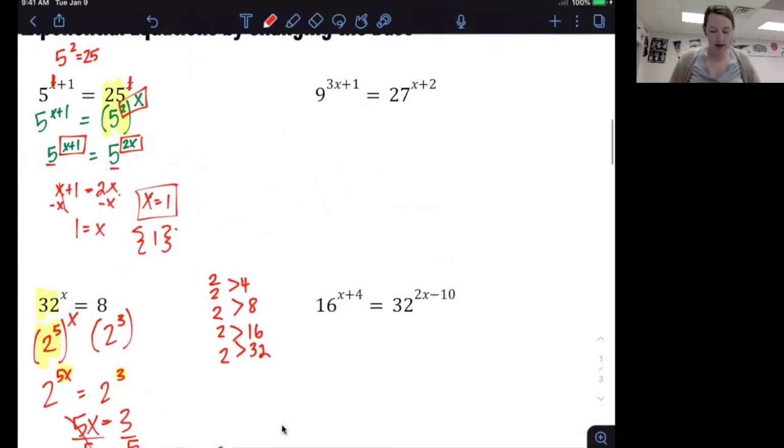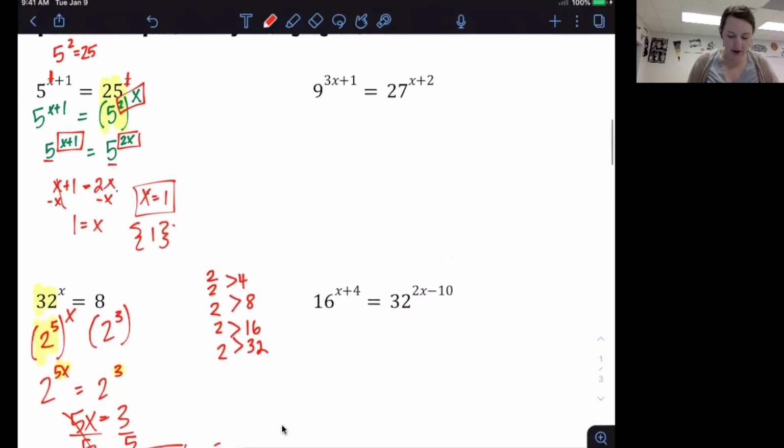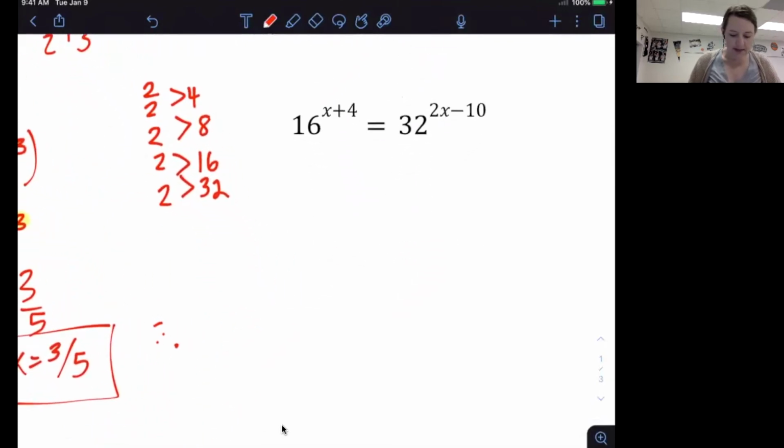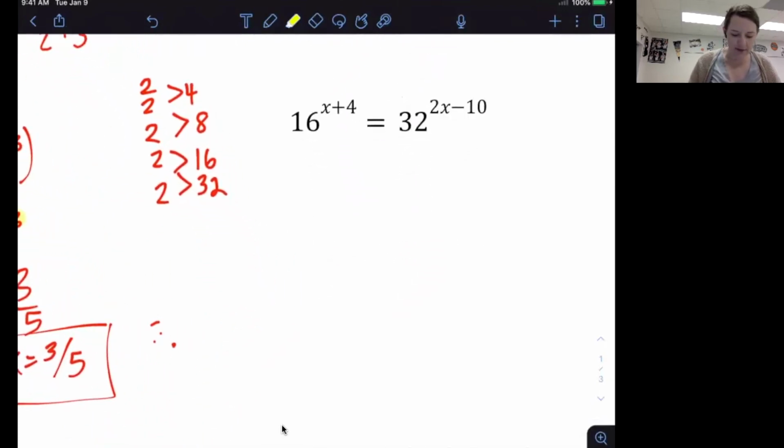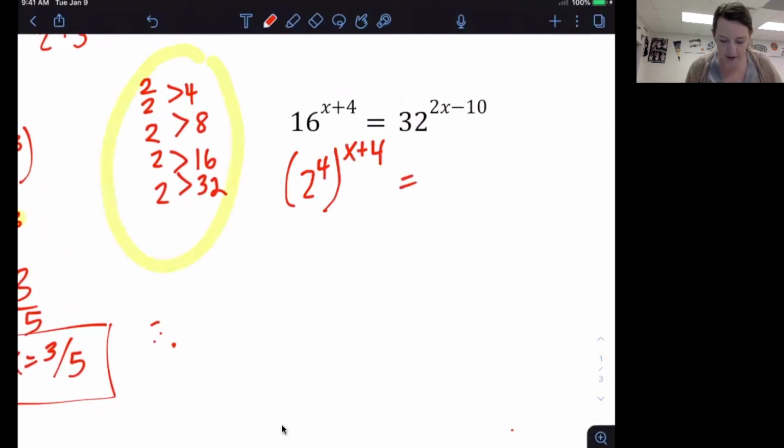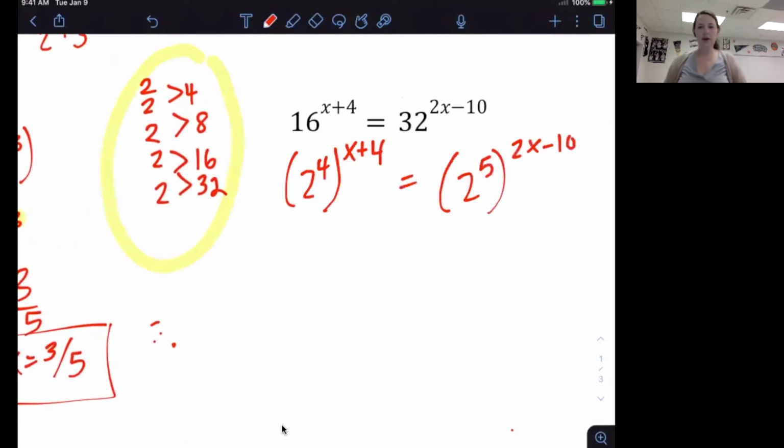Okay, let's try one more. Oh, this one's going to be easy because we already have our list of numbers right here. So I can write 16 as 2 to the 4th power, and then I still have x plus 4 up here. I can write 32 as 2 to the 5th power, and then I still have 2x minus 10 out here.